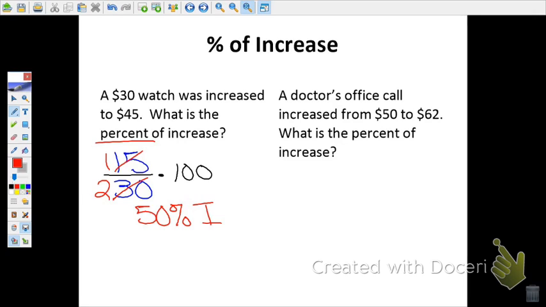Next one says a doctor's office call increased from $50 to $62. What is the percent of increase? So what is the change? What was my change in price for my numerator? $12. Again, you subtract those two amounts. What was the original price, Josh? And what was the original price? 50.